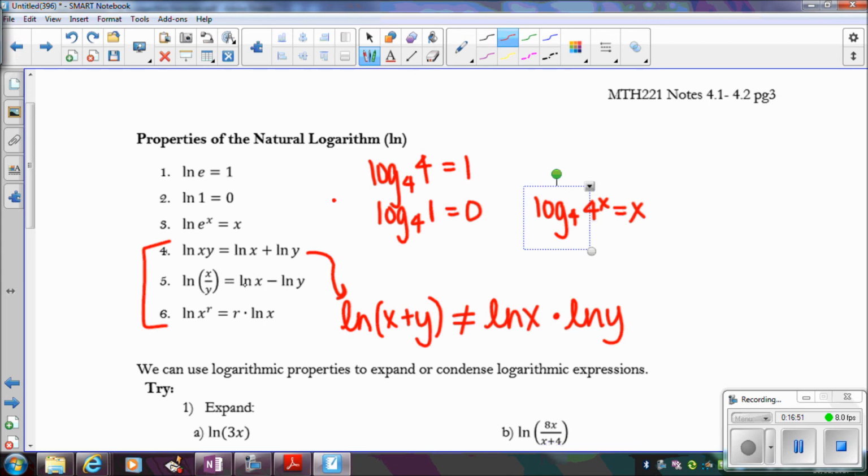Same thing with the division and subtraction. It has to be that way. So this is not true. Even though I put a not equals, I'm going to also write not true, so I wanted it to stand out that it's definitely not true.